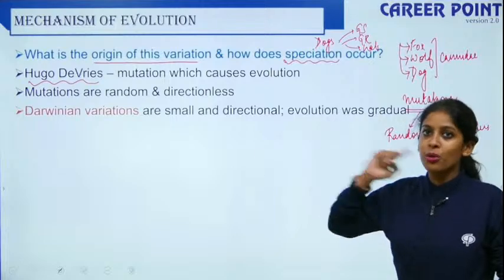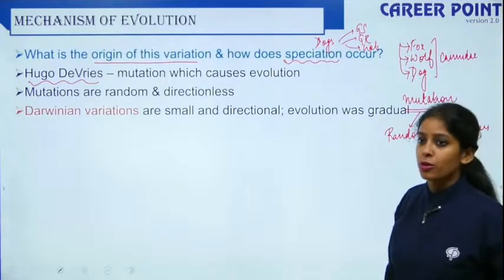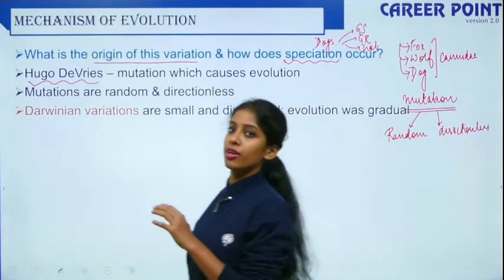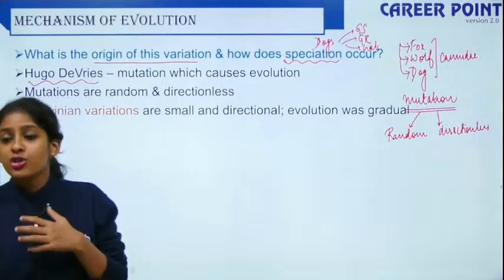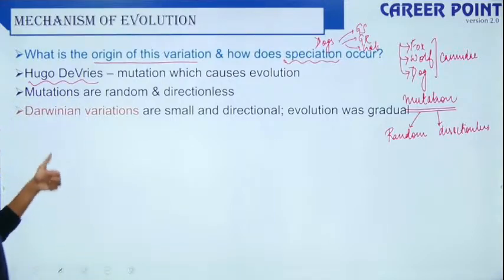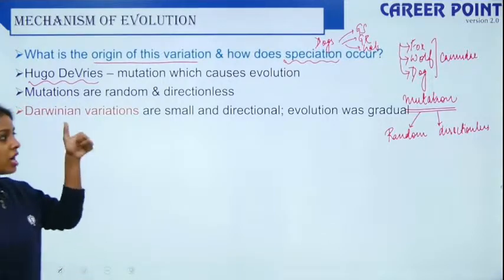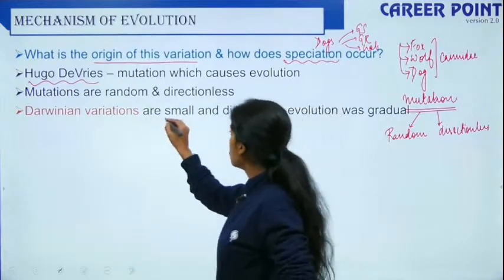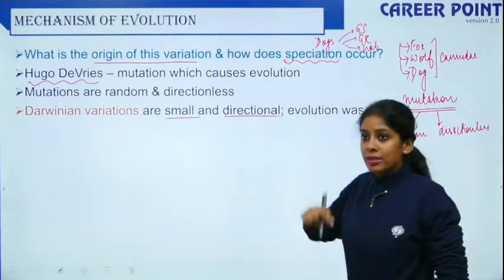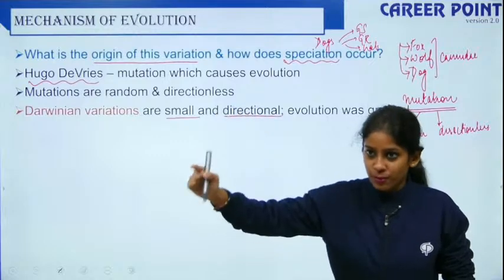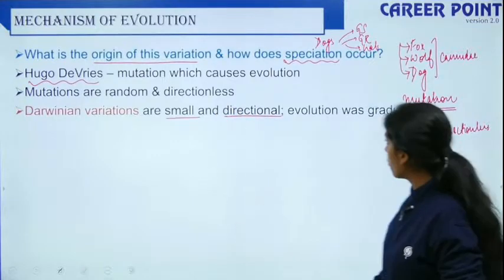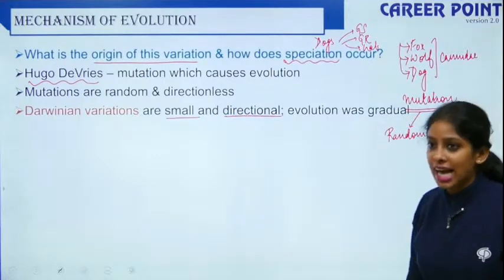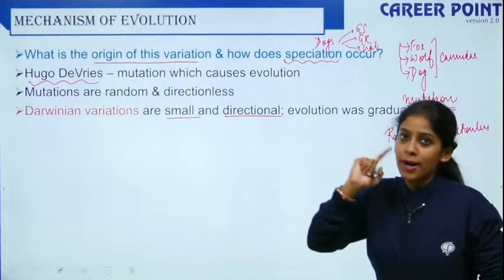Now Darwin once again comes back into the picture, because according to us the father of evolution is Darwin, right? So what was his opinion? He said these variations are due to mutation, I understand, okay, but they are small and they are directional. They happen in a particular direction. That was his argument. So evolution is gradual.